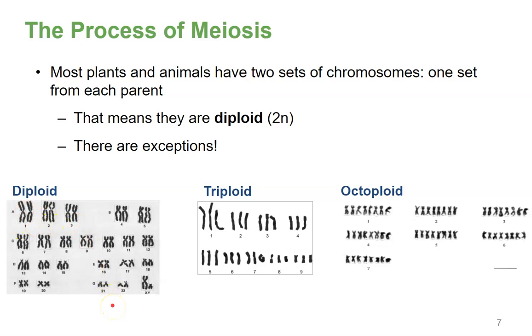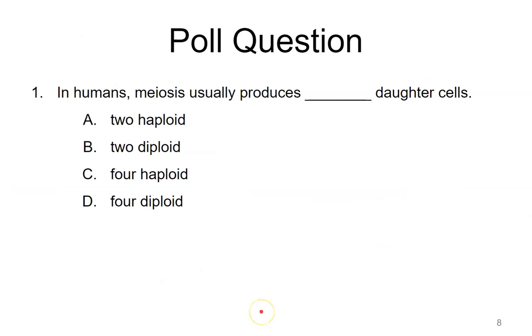And then your gametes end up being haploid. And haploid is how we get to the diploid part. And that might not make sense to you right now, but it will in the future. All right. So in humans, meiosis usually produces what daughter cells? And I know this is probably preemptive, but you're going to produce, letter C, 4 haploid cells. So remember, you have diploid cells in your body, but your gametes are haploid.